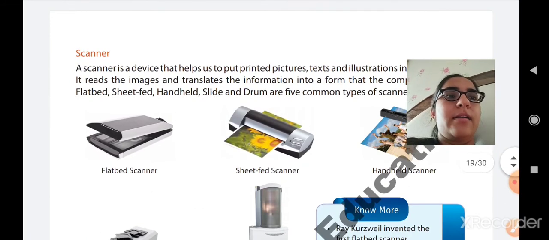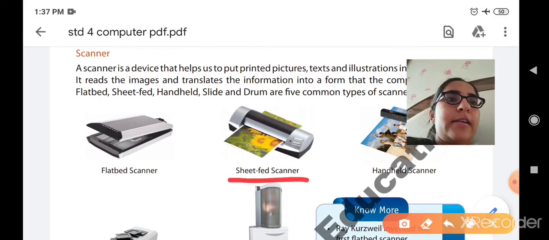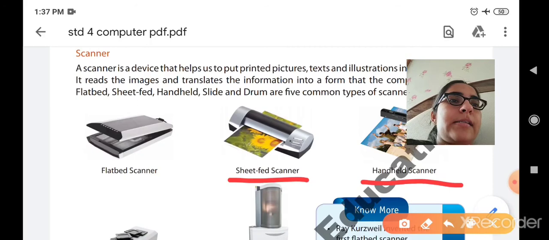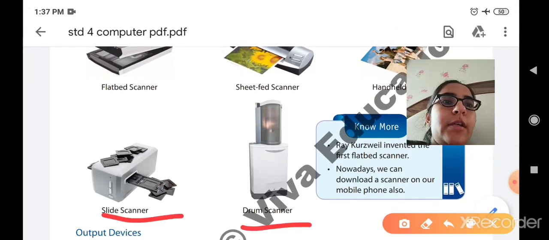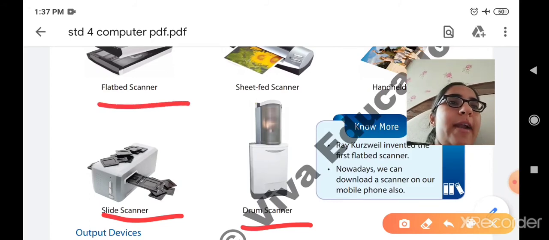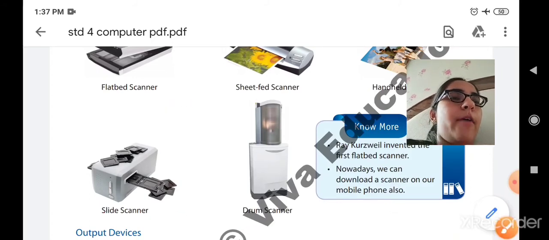First is the flatbed scanner, second is the sheet-fed scanner, third is the handheld scanner, fourth is the slide scanner, and fifth is the drum scanner, and the first one is the flatbed scanner. Okay, so these are the types of scanners.